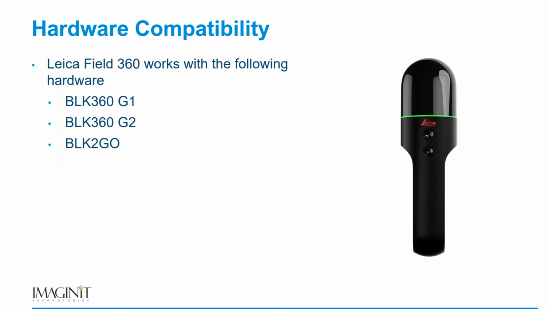Then there's Leica's newer BLK2Go devices. So this is one of those update things that we were talking about when we advertised this demonstration. BLK2Go, it works with Field 360 now. For those of you who have had one for a while, you may still be using the BLK Live app, which is fine. That still works. But it also works with Field 360.